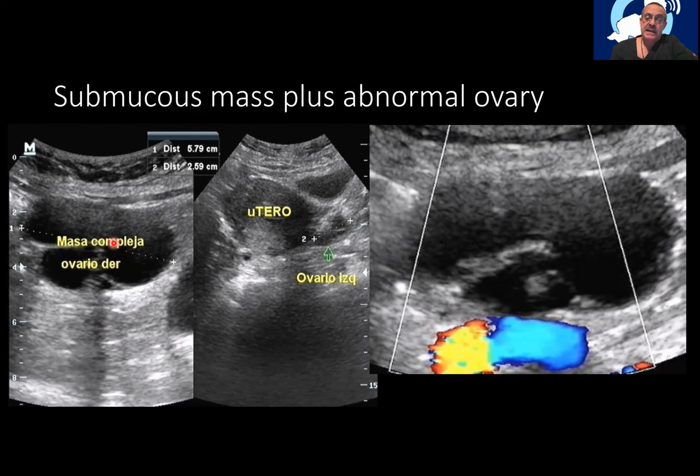Abnormal adnexal mass, submucous masses. This is a complex mass. I thought it was an ovary, but on second thought, it looks more like a tube, a twisted and inflamed tube. See that? That's the usual hydrosalpinx image.